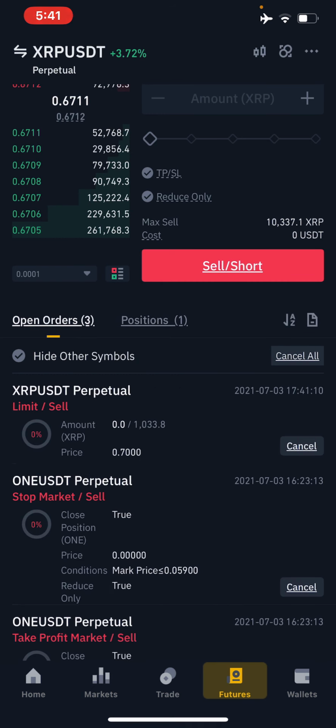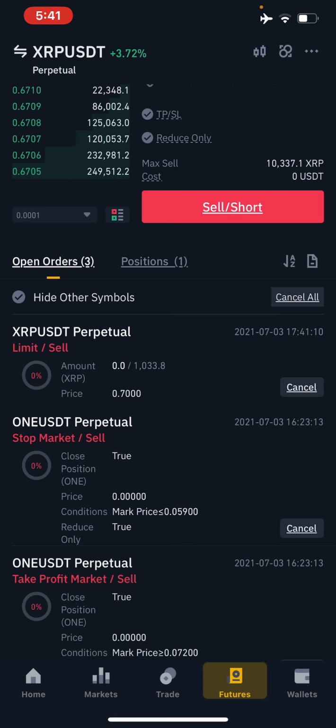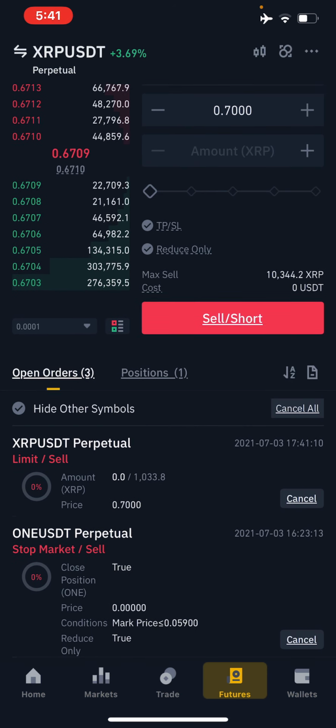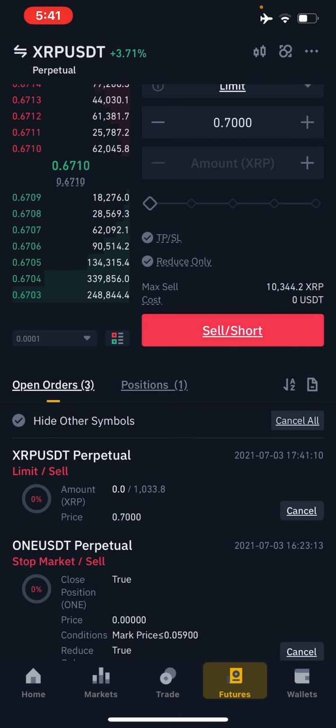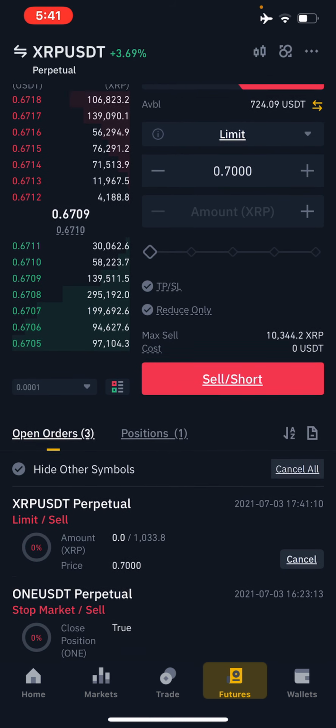Actually, it's simple. So you come to here, open orders. You can see here we have a Ripple open order. It's a limit order, limit/sell. You look at the quantity of Ripple you're going to get. You're going to get 1,003.8 Ripple at the price of 0.70. Let's say 70 cents. So this order is going to stay there for quite some time until Ripple breaches the 70 cents. Then we're going to get filled.